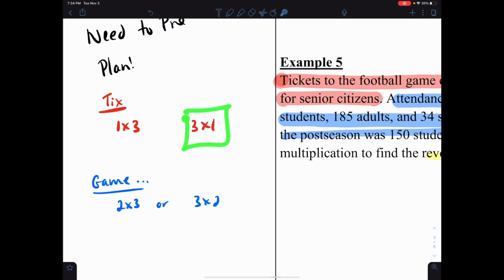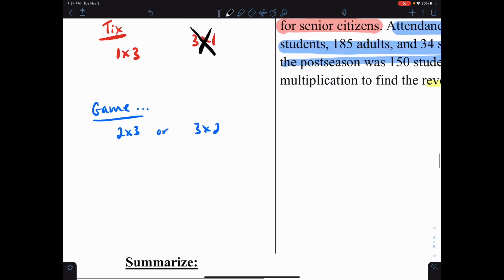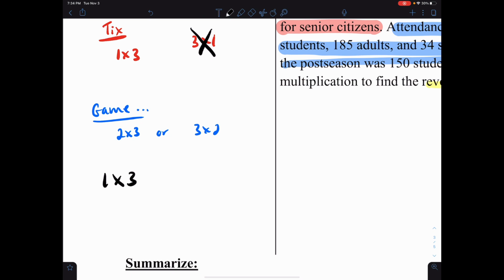There is no way for me to use this 3 by 1 organization because no matter what I do with this 3 by 1, these middle numbers are never going to match. So I can eliminate that one and say, okay, I have to take a 1 by 3 matrix. And if I'm going to take a 1 by 3 matrix, whatever number is last in the first matrix needs to be first in the second matrix. So that helps me know how I'm supposed to organize my work.